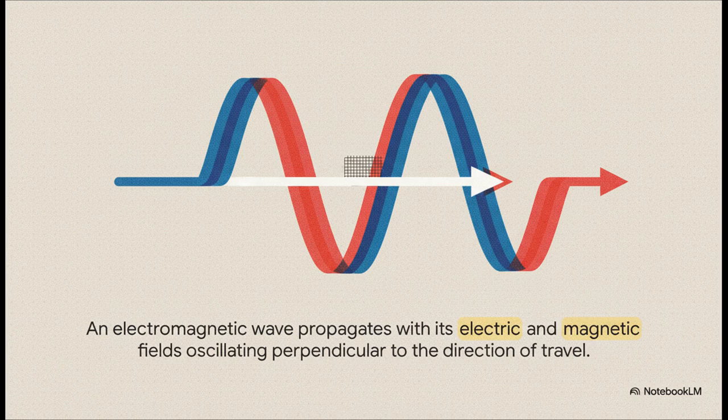But here's the really cool part, the crucial part. They are perfectly in sync. They're always at right angles to each other, and they're both at right angles to the direction the whole thing is moving. It's this amazing self-propagating structure that lets the wave just race through the vacuum of space at the speed of light. It literally keeps itself going.